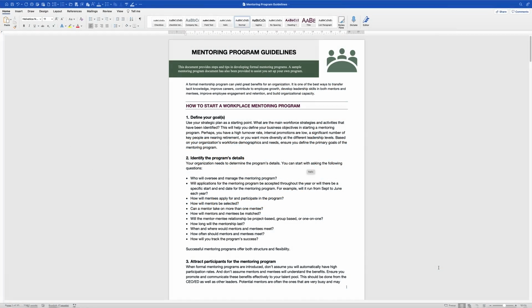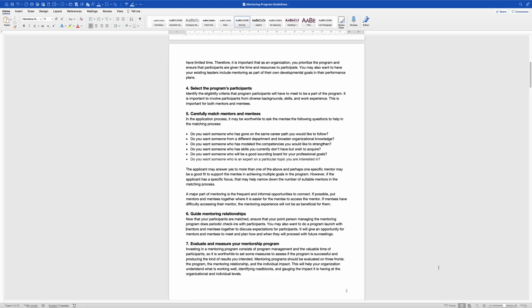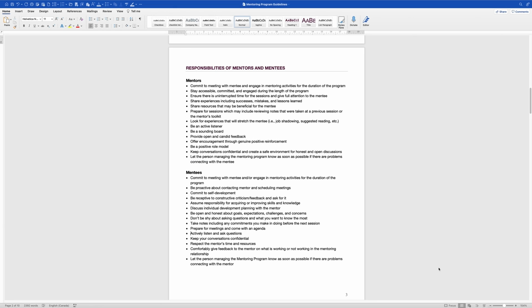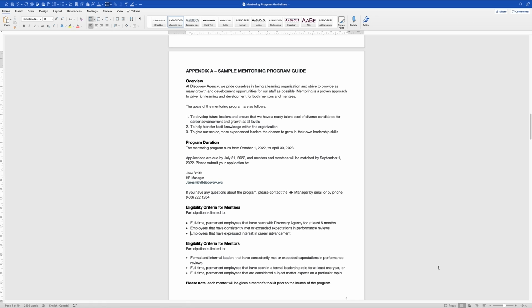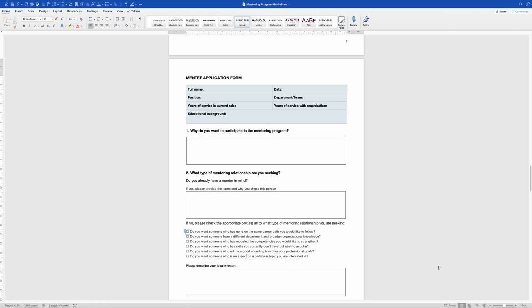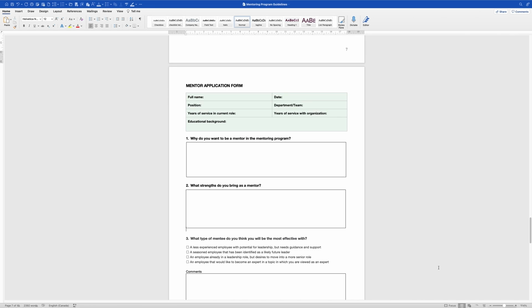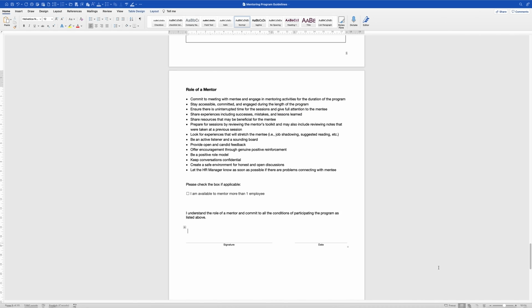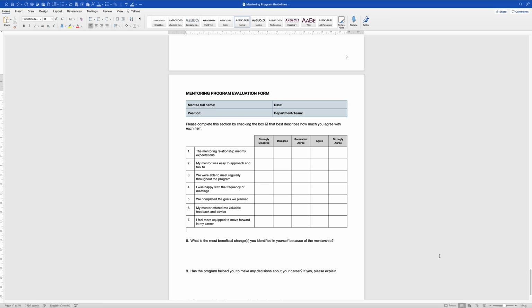The Mentoring Program Guidelines provide steps and tips in developing a formal mentoring program in your organization. A sample mentoring program has also been provided in the appendix. It includes application forms for mentees and mentors, as well as an evaluation template to assist you set up your own program.